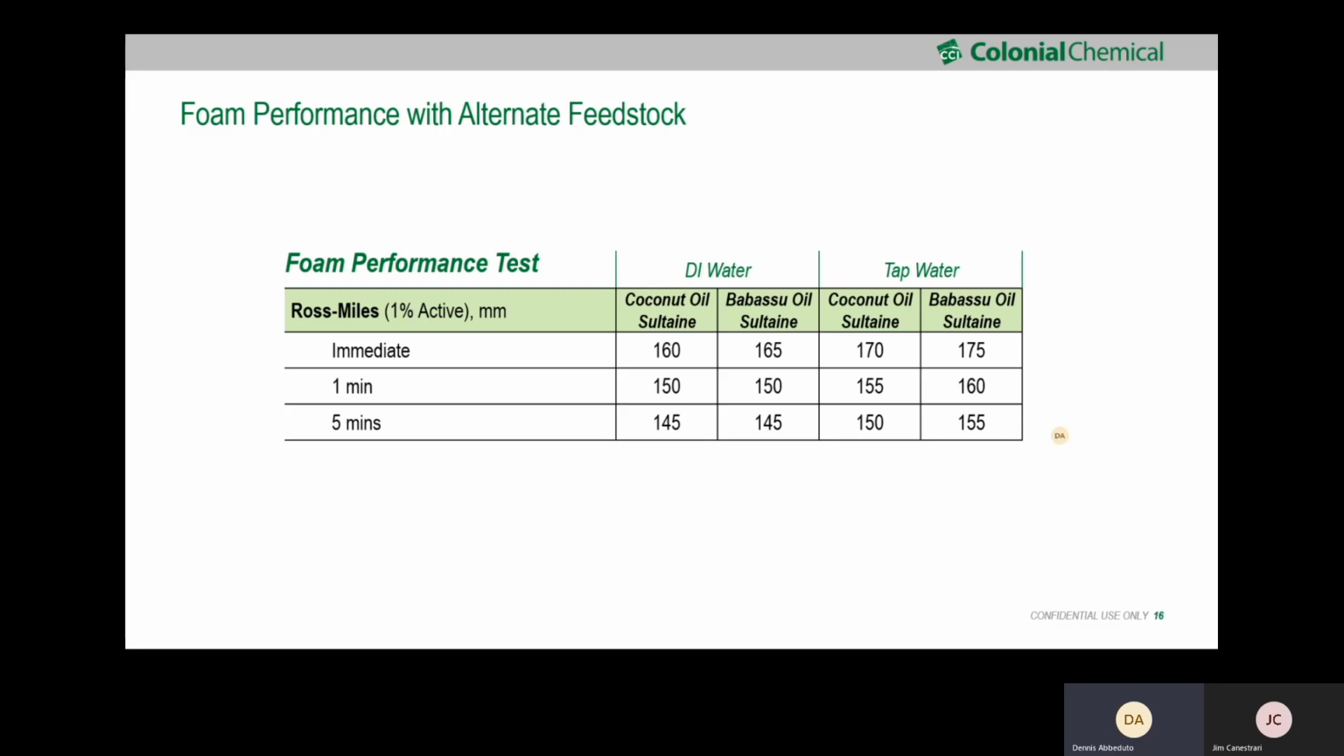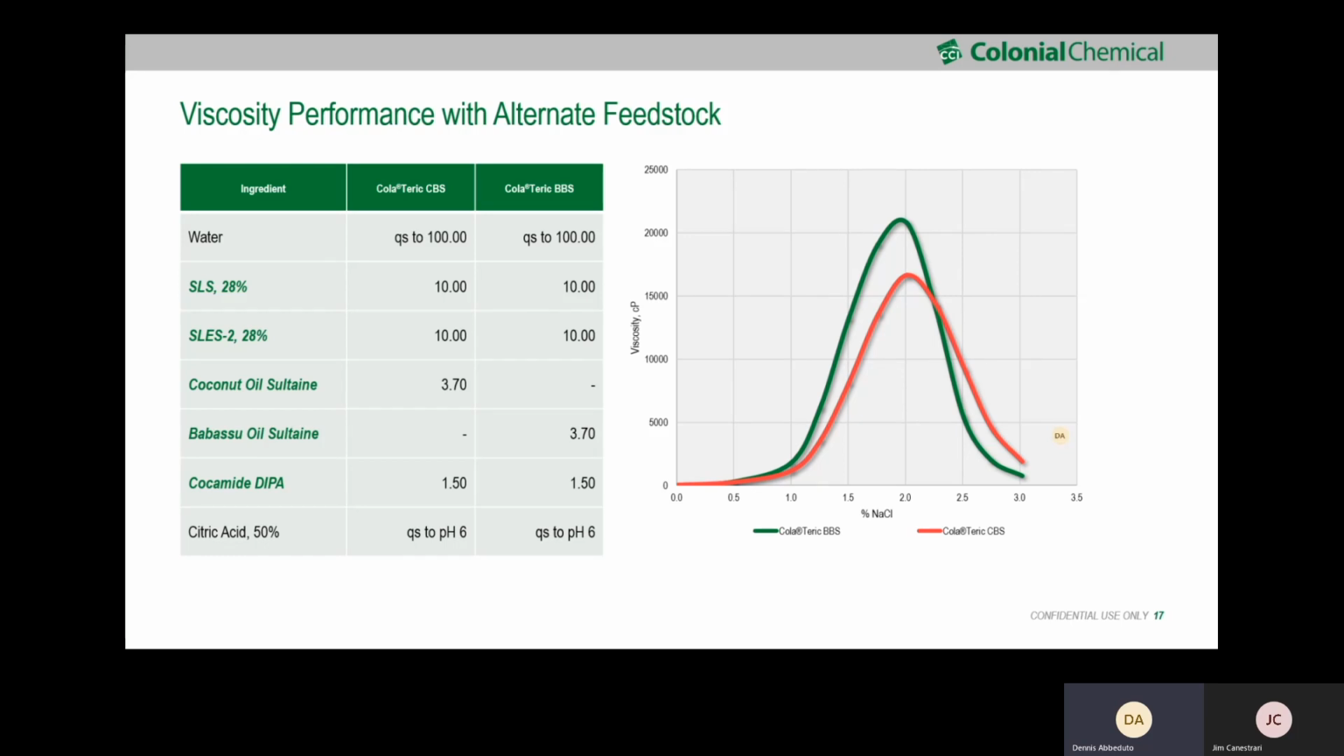Looking at the alternate feedstock, the non-traditional babassu oil, again, we see very similar foam performance when comparing the coconut oil to the babassu oil in both deionized and tap water. And again, you can see a little bit better performance in the tap water from the babassu oil sultaine, which is what we also see in terms of viscosity response with the babassu derivative. We see a little bit better performance there.